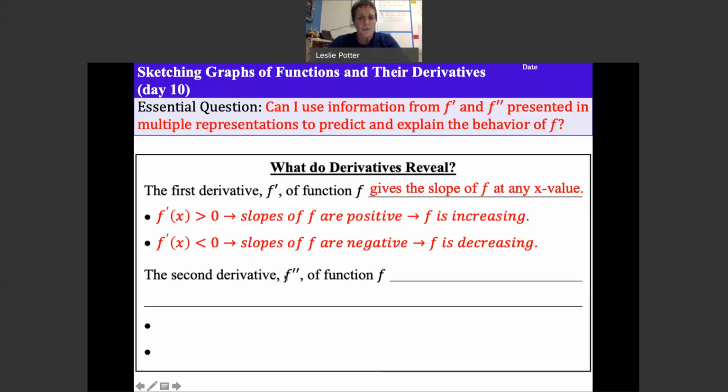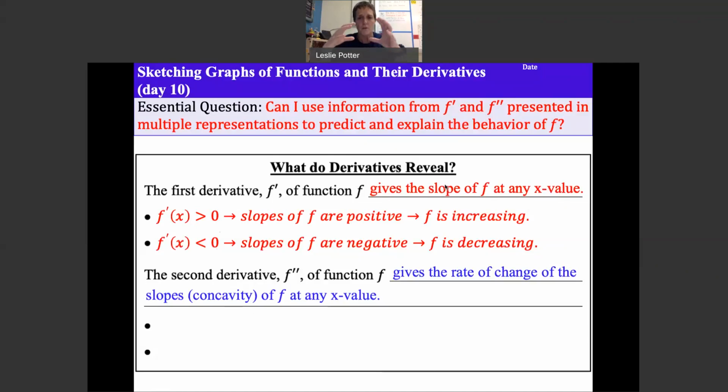The second derivative, f double prime of function f, gives the rate of change of the slopes of the function at any x value. And that's what gives the function its concavity, its curvature. So this is a lot to take in. Okay, the rate of change of the slopes. Let's connect the dots here. We already know that slope is a rate of change, right? So slope is the rate of change of the function. So the second derivative is the rate of change of the slopes. In other words, it's the derivative of the first derivative.